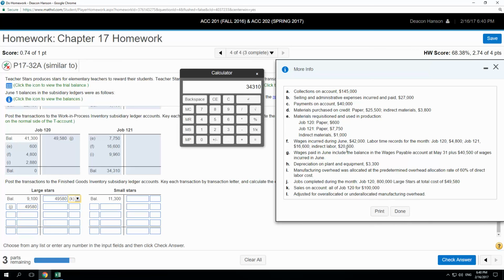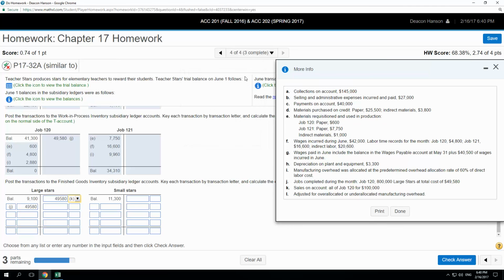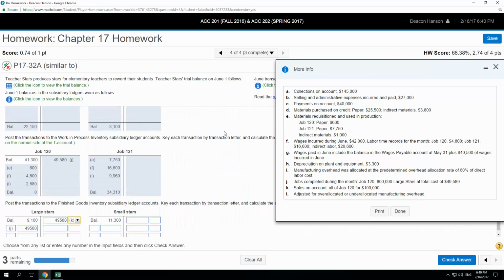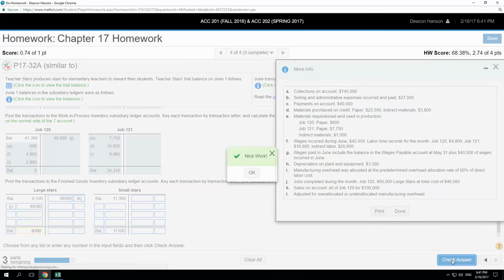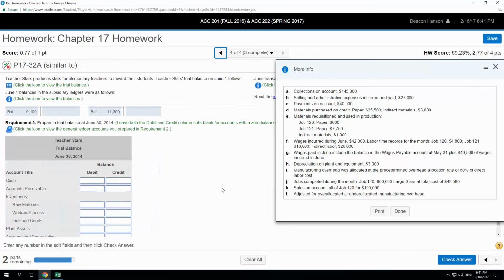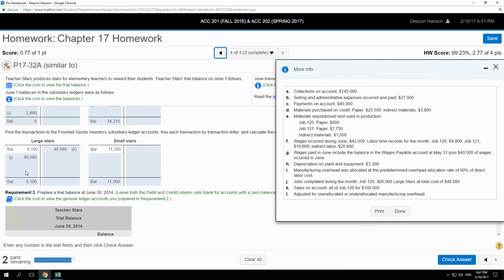Now let's try to see if there's anything to do with small stars. Did they make any mention of small stars? You don't see any mention, so it looks like the balance for small stars will be the same as it was when it started. So we're going to have a, right, the 49,580 cancels each other out. We'll give it a shot. Yeah. Okay. So really just the large stars changed. Okay.